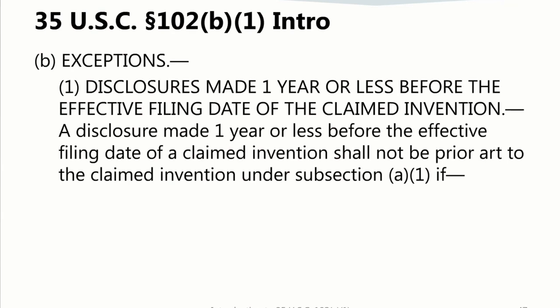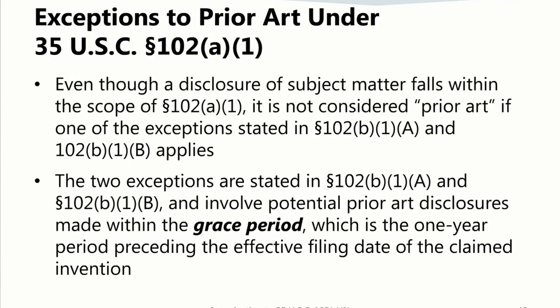We will begin by looking at just the first part of Section 102(b)(1), which says, a disclosure made 1 year or less before the effective filing date of a claimed invention shall not be prior art to the claimed invention under subsection (a)(1) if. So 102(b)(1)(A) and 102(b)(1)(B) boils down to this. Even though you find a disclosure that would fall within the meaning of Section 102(a)(1), that disclosure will not be considered prior art under Section 102(a)(1) if one of the exceptions in Section 102(b)(1)(A) and Section 102(b)(1)(B) applies. There are two exceptions. One is set forth in Section 102(b)(1)(A), and one is set forth in Section 102(b)(1)(B).